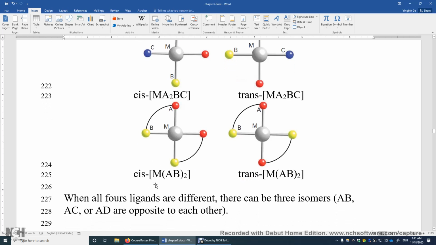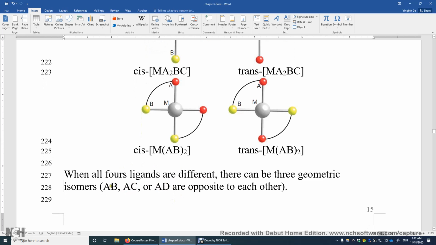And also you can have 4 different ligands, A, B, C, D. In that case, you can have 3 different geometric isomers. The reason is you can have this AB on the opposite sides. And then, of course, CD will be on the opposite sides, and then you can have AC on the opposite sides or AD on the opposite sides. So those will give you 3 geometric isomers.